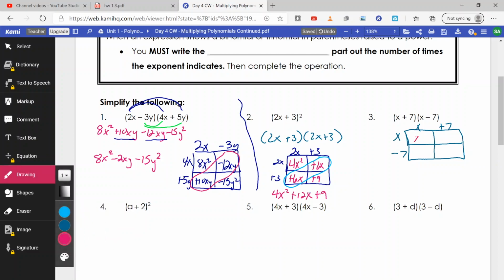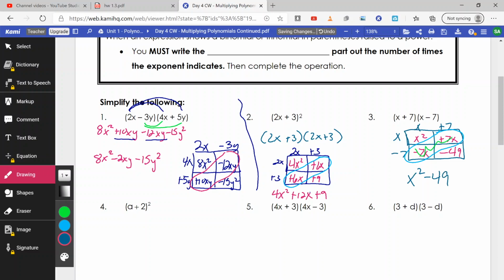We get x times x, x squared. X times 7 gives me a positive 7x. Negative 7 times x gives me a negative 7x. Negative 7 times 7 gives me a negative 49. Here in the middle, we have positive 7x and negative 7x. If I combine them, they actually cancel each other out. 7 minus 7 is 0, so they're going to cancel each other out. And I'm left with x squared minus 49.